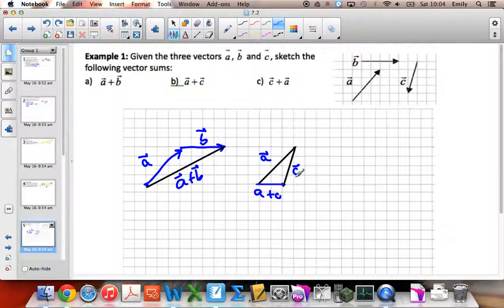Right, c plus a, well, we know from before that that's going to be the same thing, but let's just prove it. So c, I'm going to start c over here, left 1, down 4, and then a, my c is in the wrong place, let me move it. So c, I'm going to move over to here. And again, it doesn't matter where vectors start. They can start anywhere in space.